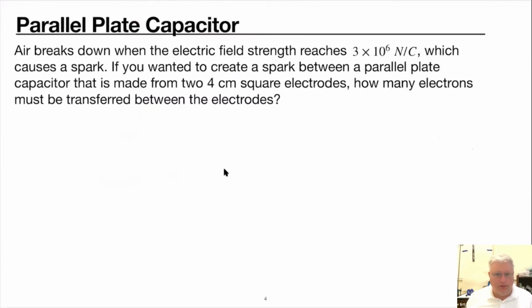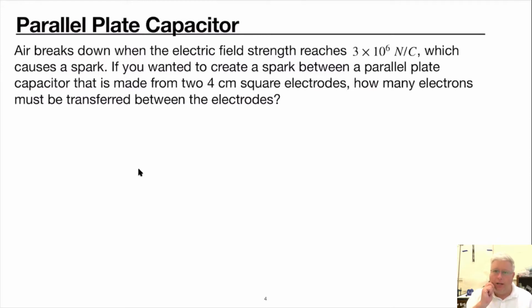Okay, so let's try an example of this. Air breaks down when the electric field strength reaches 3 times 10 to the 6 newtons per coulomb, and this causes a spark. So you've seen this. If you want to create a spark between a parallel plate capacitor that is made from two 4-centimeter square electrodes, how many electrons must be transferred between the electrodes?